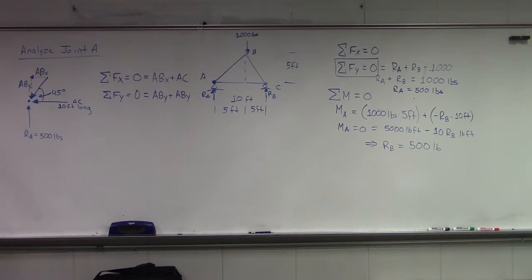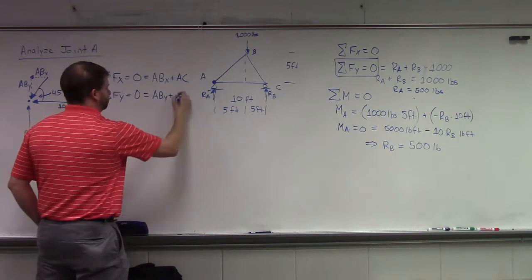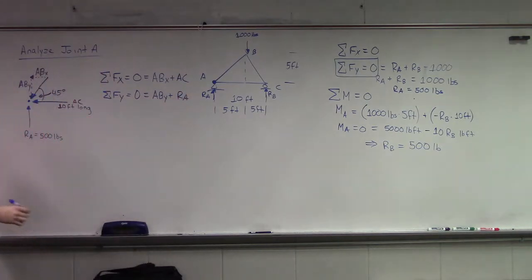Why is there two Y's? Isn't it RA? Our reaction is operating in the y-axis. So our AB component of our y, right? Why is there an RA but not an RB?